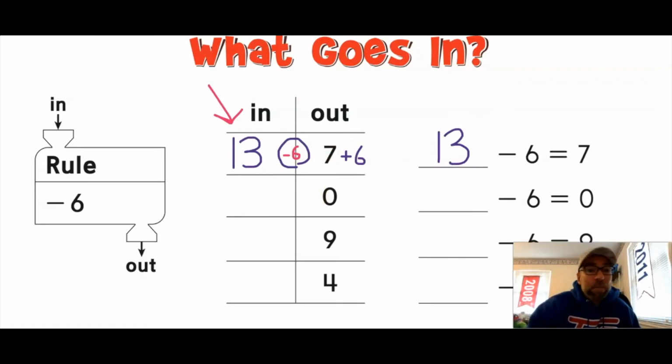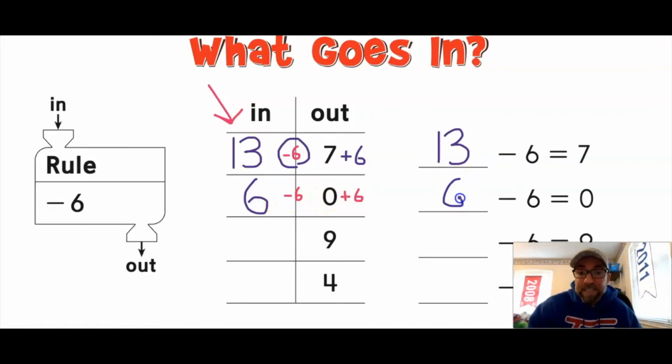Our rule is still -6. What number -6 will equal 0? Now we can also just do the opposite. 0 plus 6. Because plus 6 is the opposite of -6. Remember, our fact families all go together. What's 0 plus 6? Well, the answer is 6. Let's see if this works. 6 minus 6 equals 0.